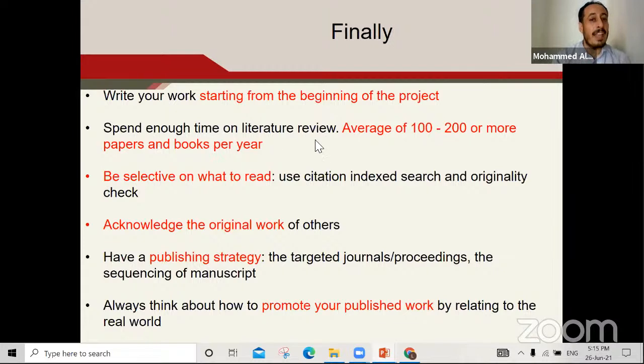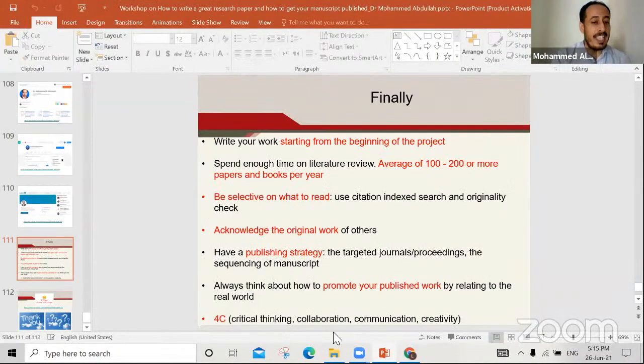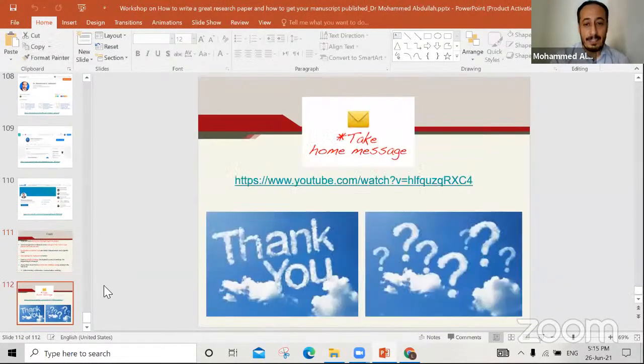Then spend enough time to read the literature. You have to read a minimum of 100 articles per year. Be selective, don't read any article. You should use keywords relevant to your work. Acknowledge the original work, so you have to cite the original work. You should have a publishing strategy, how many papers you will publish, and then promote your published work, of course using all those tools. And the 4 C's: critical thinking, collaboration, communication, and creativity.